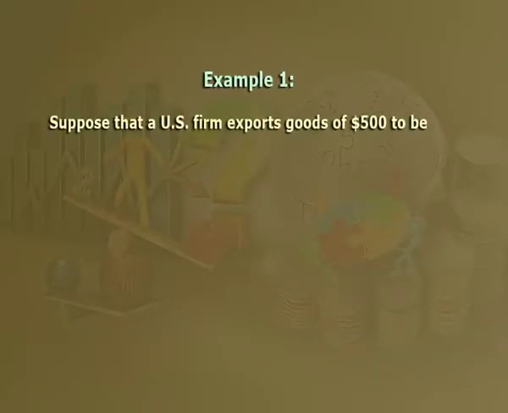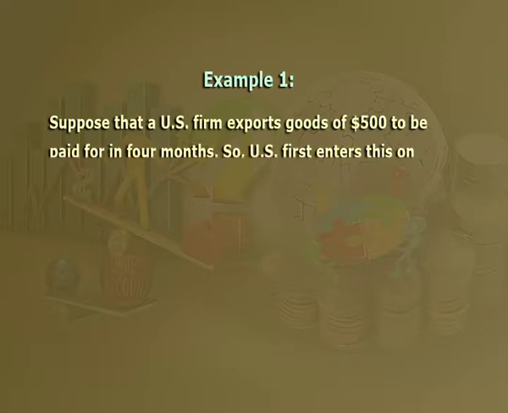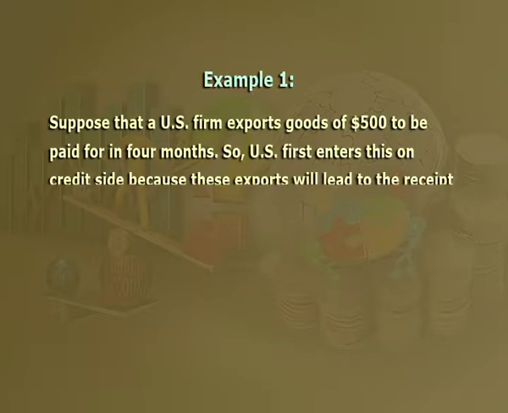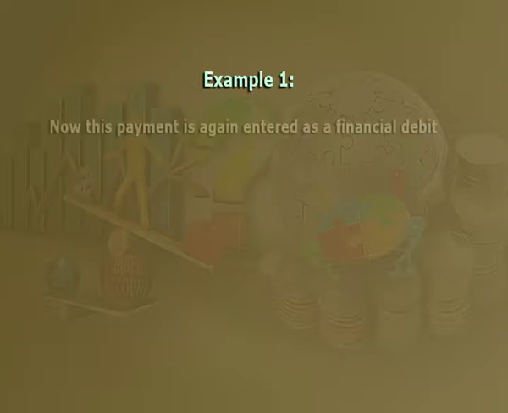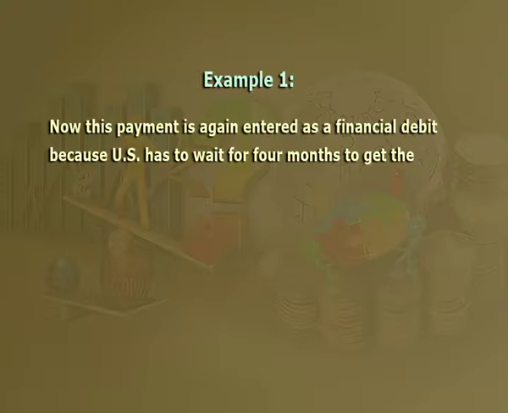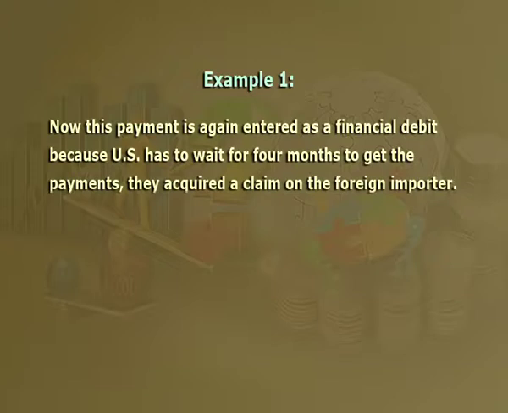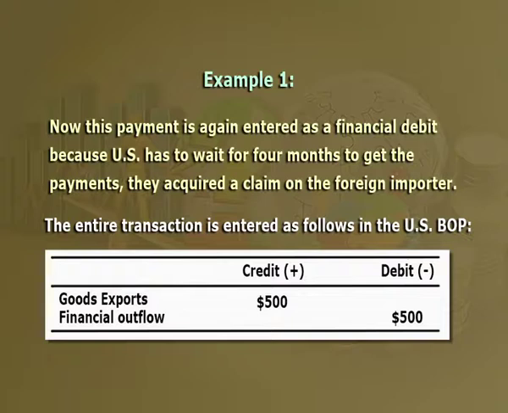Taking the first example, suppose that a US firm exports goods of $500 to be paid for in 4 months. The US first enters this on the credit side because these exports will lead to the receipt of a payment from foreigners of $500. Now this payment is entered as a financial debit because the US has to wait for 4 months to get the payment. They acquired a claim on the foreign importer. The entire transaction is entered as follows in the US balance of payment.